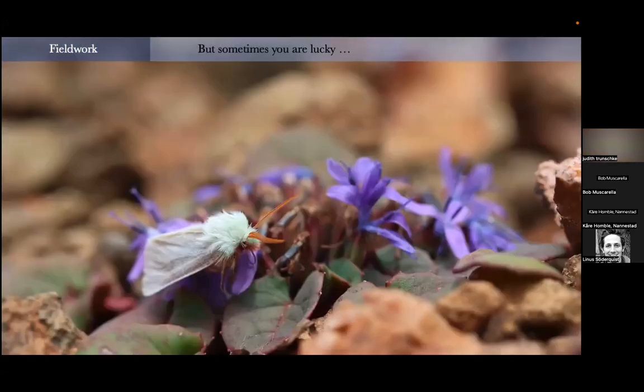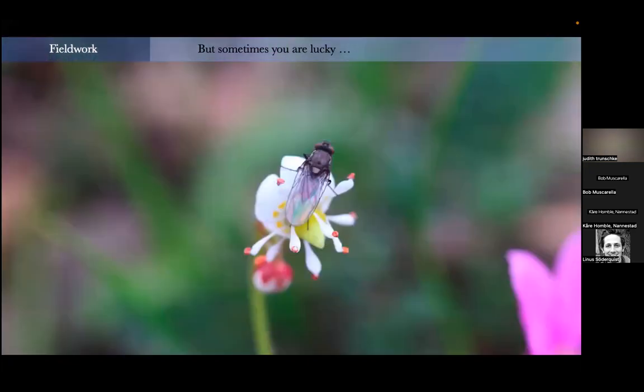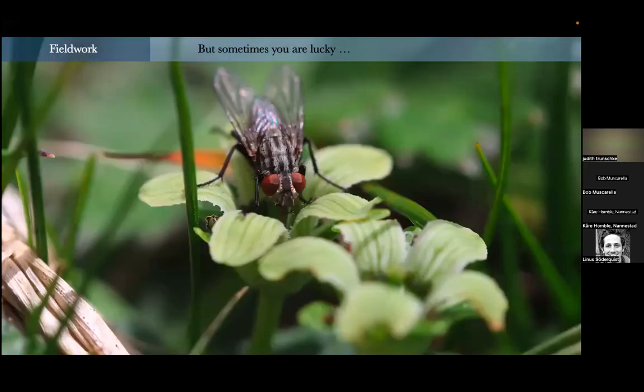And so just a few impressions of flower visitors. So this is actually hovering at 4,200 meters against the wind. I was really impressed. And it took maybe 15 minutes to actually feed successfully on the flower because it's so difficult for them to navigate in the wind. And then, of course, we have many flies.